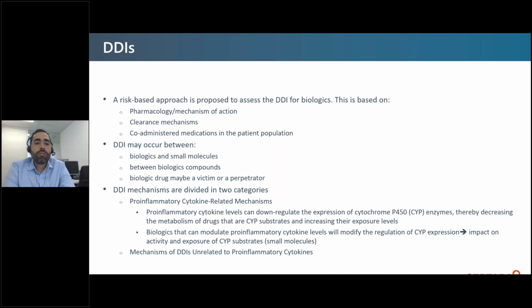In terms of the pro-inflammatory cytokine related mechanism, this has been known for a significant time, and we know that pro-inflammatory cytokine levels can downregulate the expression of the cytochromes, thereby decreasing the metabolism of drugs that are substrates of these CYPs. So we may observe an increase of the level of these drugs. And we know also that if you introduce a therapeutic which can modulate the pro-inflammatory cytokine, you will modify the regulation of the CYP expression. So you will also modify the activity of the CYP substrate.